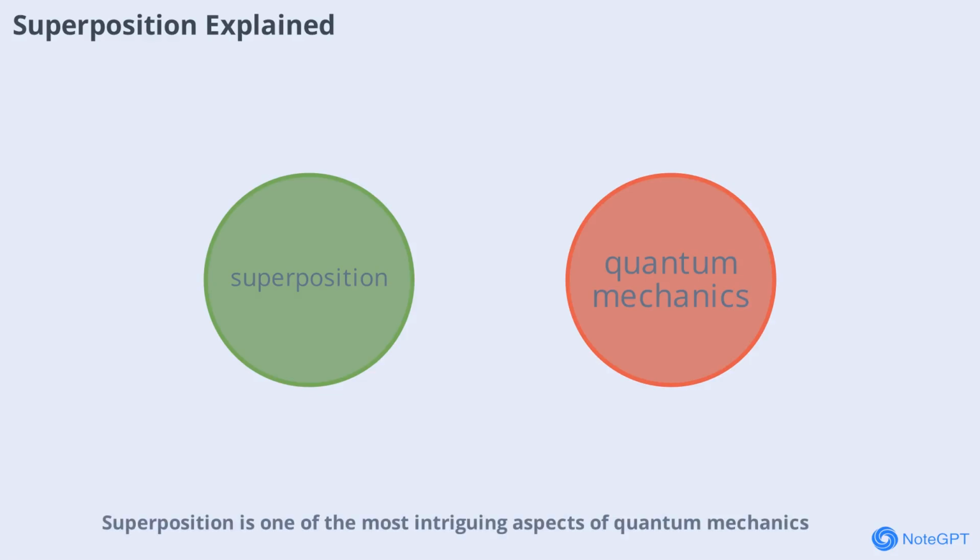Superposition is one of the most intriguing aspects of quantum mechanics. In simple terms, it means that a quantum system like a qubit can be in multiple states at once. This is very different from classical systems where things are either one way or another. Superposition allows quantum computers to perform many calculations at the same time, dramatically increasing their computational power. As we move forward, we'll see how this property is harnessed in practical quantum algorithms, setting the stage for breakthroughs in computing.